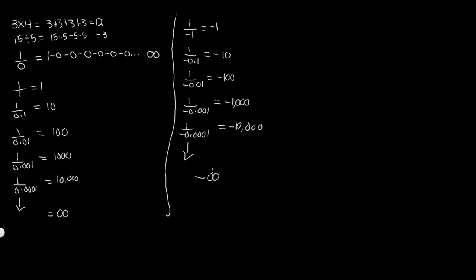So 1 over 0 cannot equal negative infinity and infinity at the same time. This cannot be a thing. So we found two different answers, negative infinity and infinity, for 1 over 0. Therefore, it can't equal both. So 1 over 0 is actually undefined.